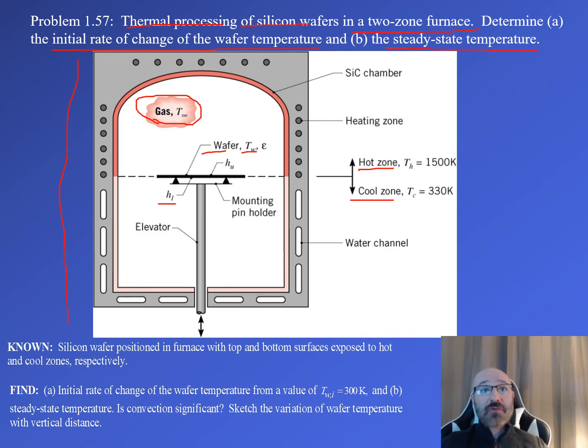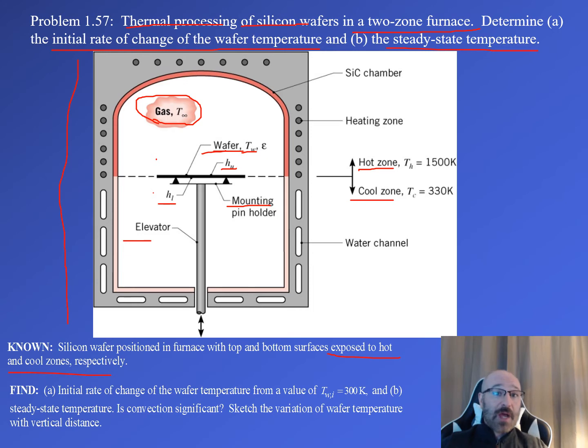We have our H for lower, H for upper in the hot and cold zone respectively, and we have our mounting pin and our elevator right here. So what is known? We know that the silicon wafer is positioned in the furnace with the top and bottom surfaces exposed to the hot and cold zones right there. So there's the wafer, hot zone, cold zone there.